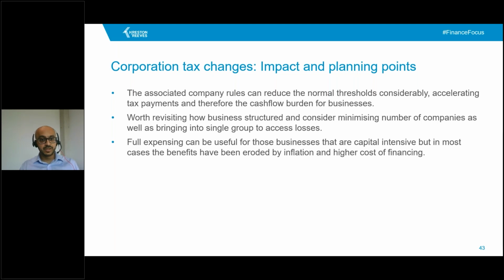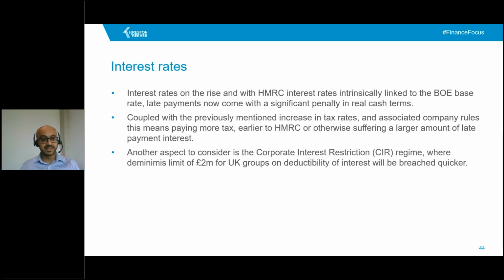So moving on to the impact of interest rates in the tax landscape. As you know, interest rates have been rising, although stabilized more recently, and within HMRC interest rates are directly linked to the Bank of England base rate, so potential late payments of tax now attract a significant penalty in real cash terms.